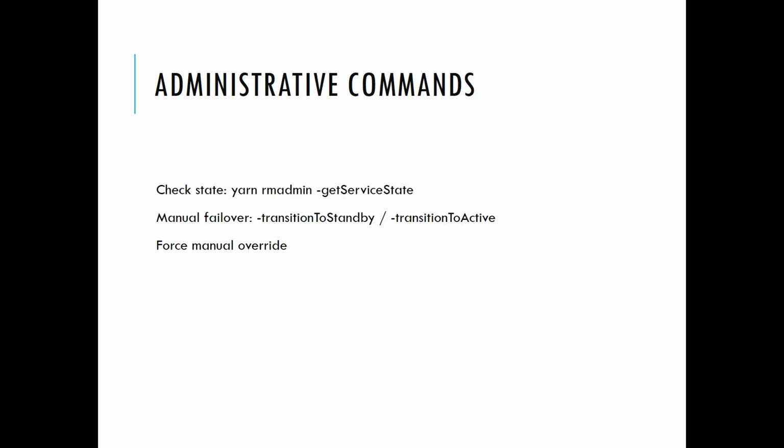Day-to-day administration is often done through command line tools. The yarn rmadmin command is essential. You can check the service state of a resource manager, whether it is active or standby, using the getServiceState option. To perform a controlled, manual failover, you can use the transitionToStandby and transitionToActive commands. These commands also support a forcemanual option for overriding the normal process in exceptional circumstances.